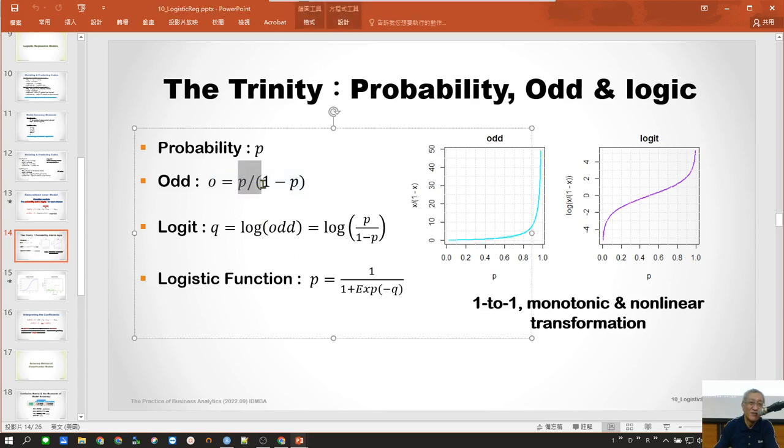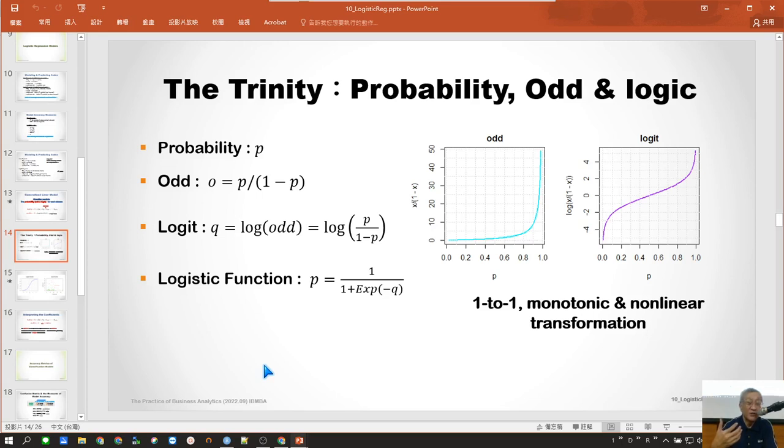The formula is like this. For example, if your probability P equals 0.9, what is the odd? 1 minus P equals 0.1, and this is 0.9. So the odd is 9.